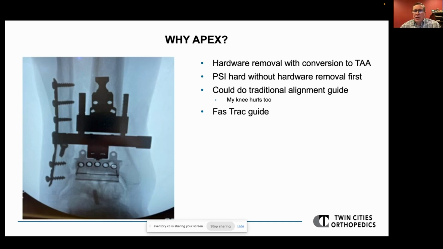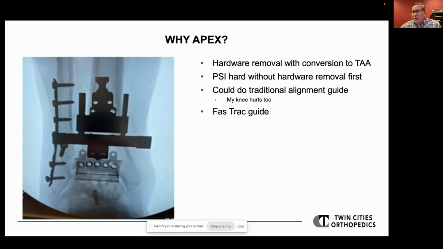So hardware removal with takedown of her fusion, I guess we can call it a takedown of her fusion, to a total ankle arthroplasty. PSI would be challenging in this case with all that hardware in there. It'd be hard to predict, that anterior fusion plate. Can you use PSI and still get a predictable, reliable, patient-specific guide that's going to fit on the anterior tibia?